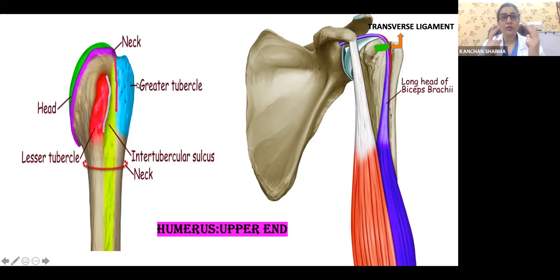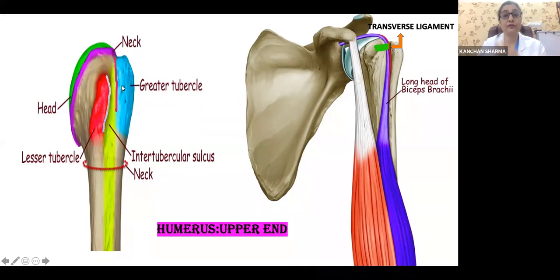You have two necks: one is your anatomical, one is your surgical. Surgical is at the junction of your head with the shaft, and the anatomical neck is lying adjacent to your head. Then you have two tubercles: the greater tubercle and the lesser tubercle. In between these two bumpy things, you have a passage. Remember it like that, a road in between. This road has a lateral lip and a medial lip. Medial will be towards the lesser tubercle, and lateral will be on the medial side of your greater tubercle.